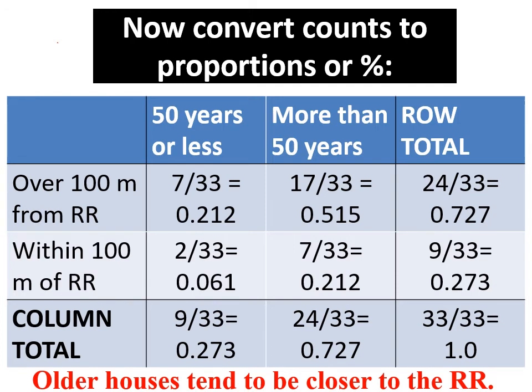if we look, we're interested in this notion of closer to the railroad. For that, we really want to look at this. So, of the houses that are within 100 meters of the railroad, how many are there? There are 9 houses within 100 meters of the railroad, and 7 of those 9 houses are more than 50 years old, whereas only 2 of them are less than 50 years old.